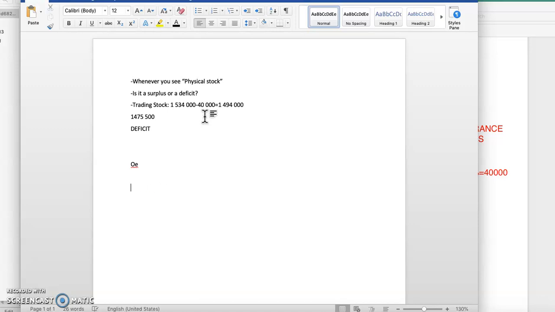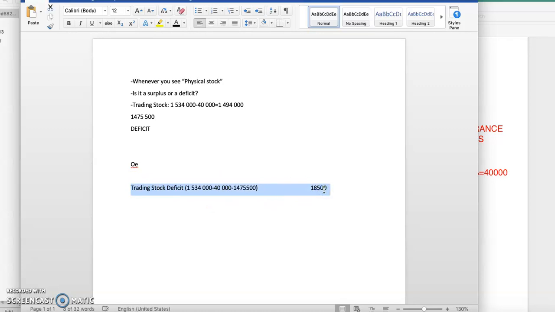Why does it do this? Trading stock deficit, okay? And you should show me this calculation right here. And then this is less than this. So we need to subtract this to see how much we actually lost, okay? And then in your final trial balance, the amount of your deficit should be 18,500, okay? It should look like this.